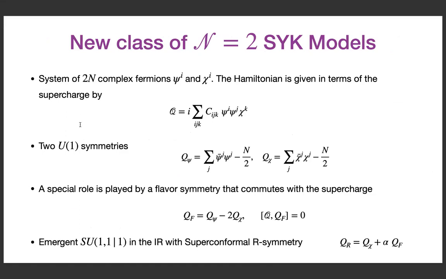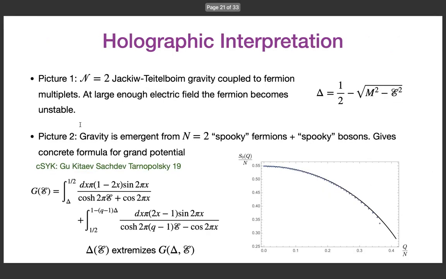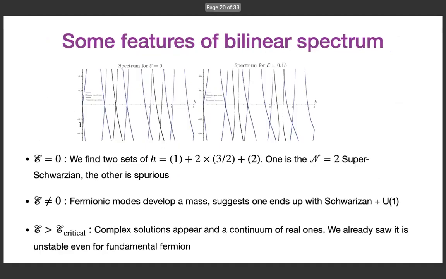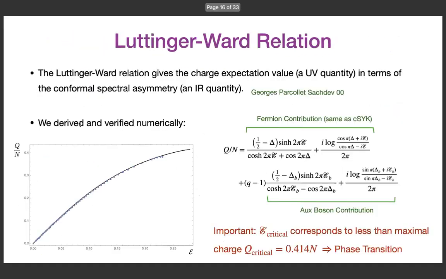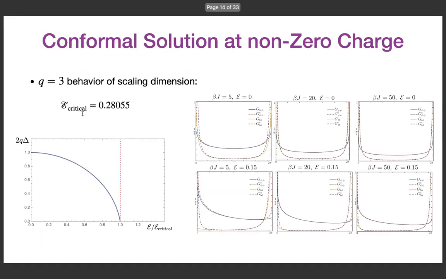Do you have any analytic understanding of this critical value for the charge? Oh yeah, I wrote the number here, but you can derive it analytically. It is wherever delta goes to 0.